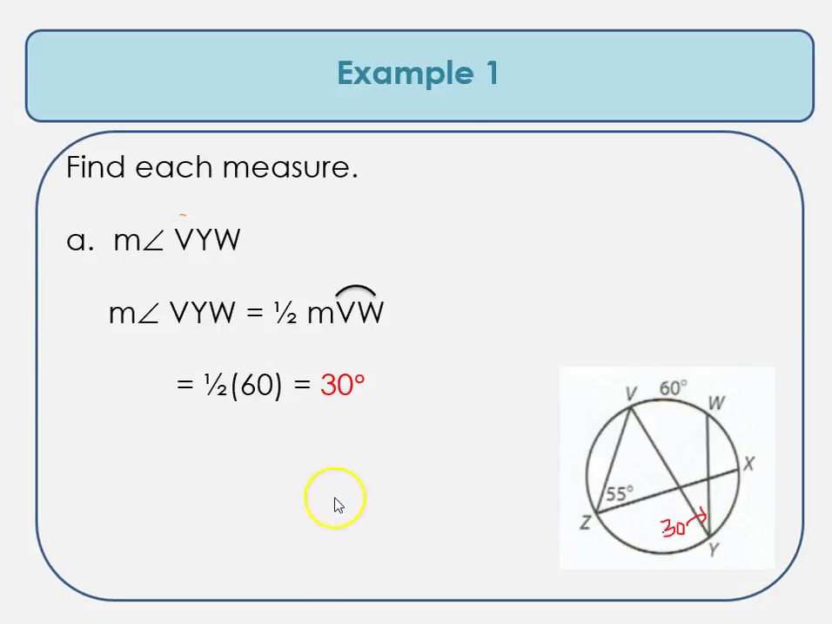Example 1, find each measure. So the measure of angle VYW is what we're looking for, and VYW is half of arc VW, so 1/2 of 60 equals 30.